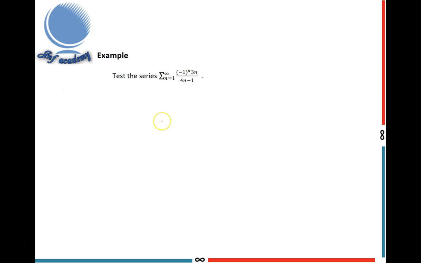Next, another example. Test the series sigma n equal to 1 to infinity, (minus 1) whole power n, 3n by 4n minus 1. The given series is an alternating series because the terms alternate in sign, plus minus plus minus plus minus plus, and so on. Here first I check the second condition. Limit n tends to infinity bn equals limit n tends to infinity of 3n by 4n minus 1.